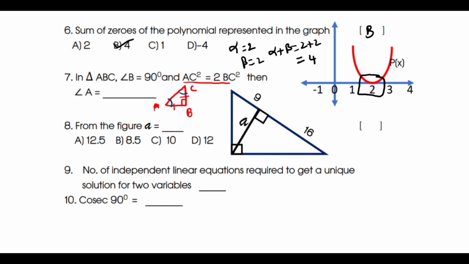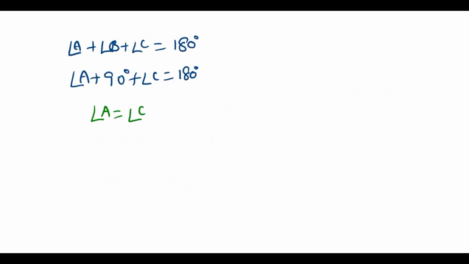AB is equal to BC. Opposite AB we have angle C, and opposite BC we have angle A. So angle A is equal to angle C, which you can take as X. So angle A is X, plus 90, plus angle C, again X degrees, is equal to 180. Then X plus X gives 2X plus 90 equal to 180.